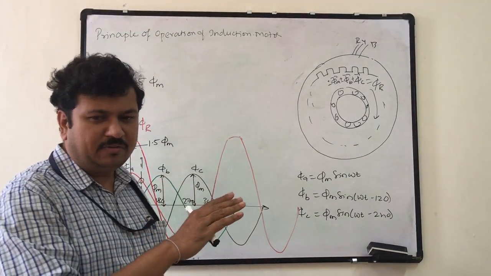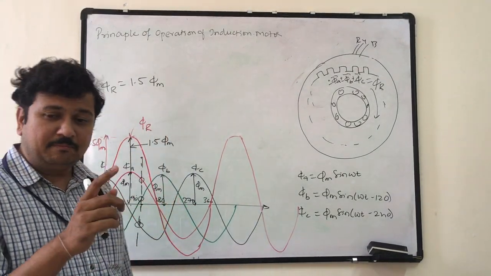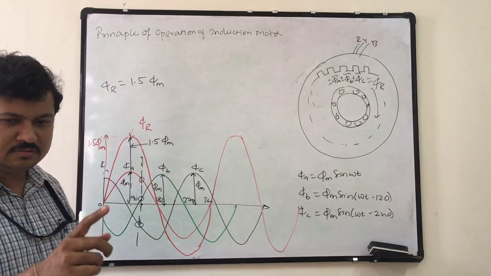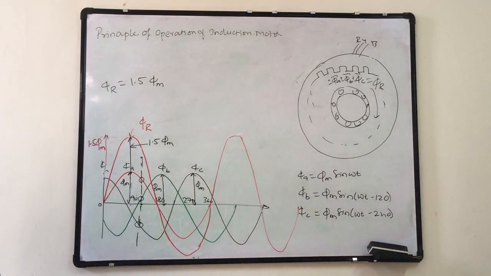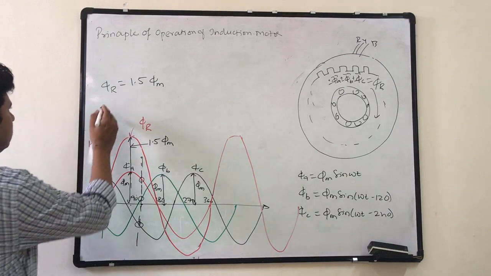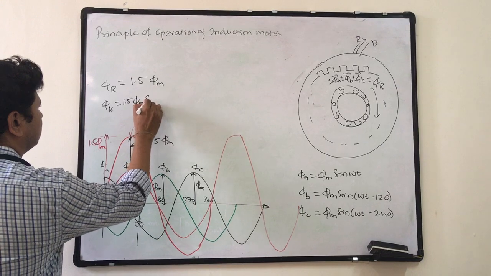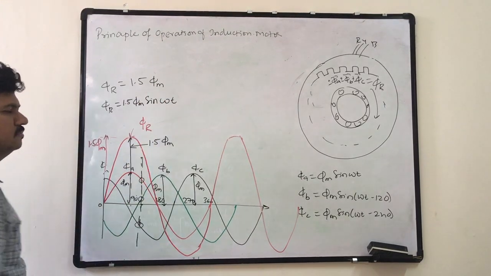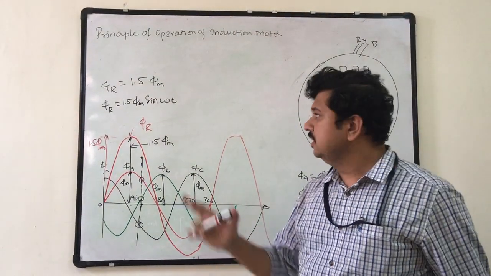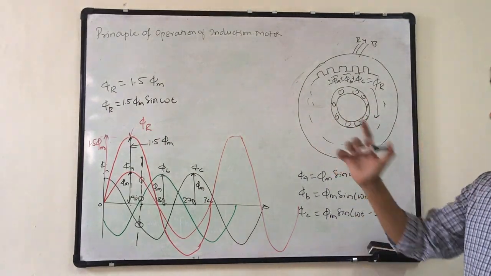The magnitude of the flux is always 1.5 phi m. The amplitude is 1.5 phi m, and what about the variation? It is alternating. Okay, it is alternating. So now, if you want to write the instantaneous equation for phi r, phi r is equals to 1.5 phi m into sin omega t, or sin theta. It is sinusoidal and also rotating. Okay, so this is the rotating magnetic field.